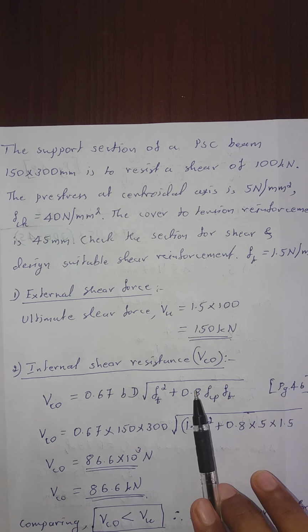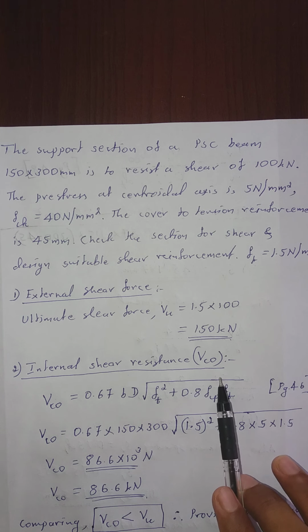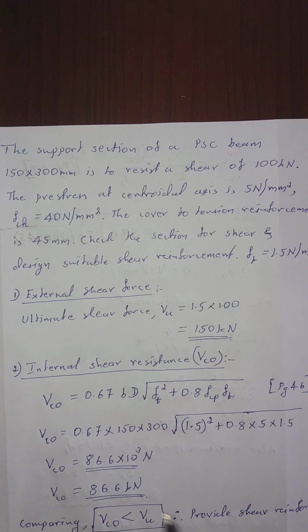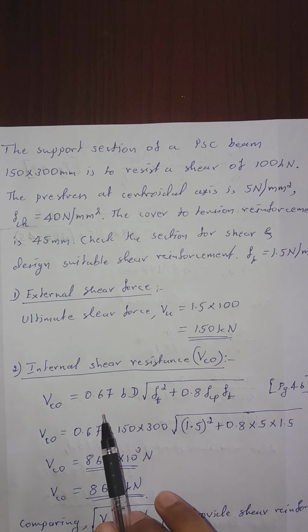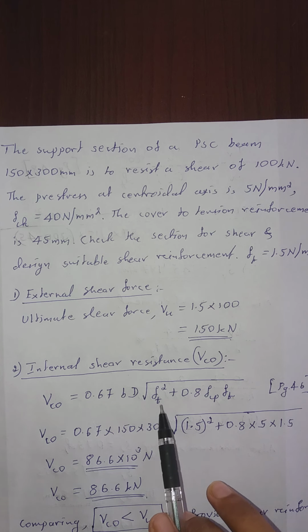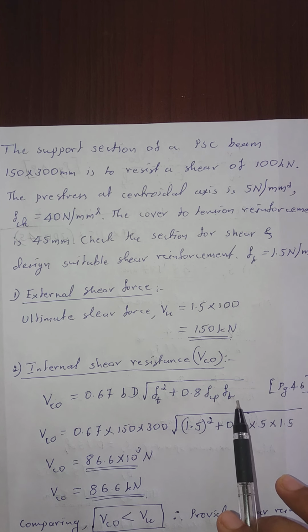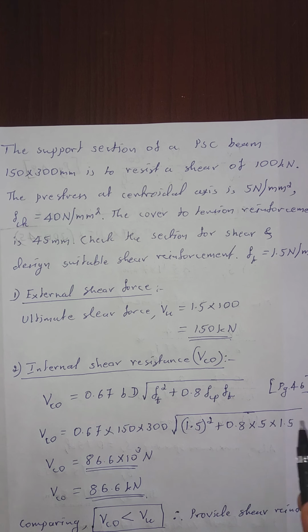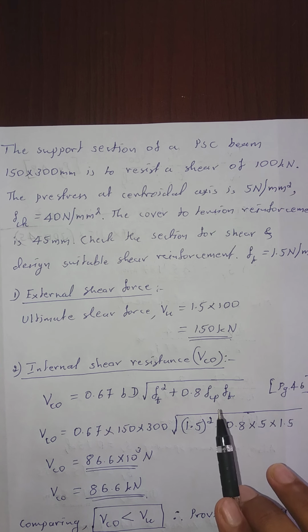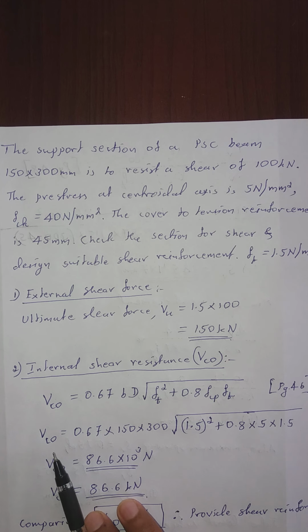Here the internal shear resistance, the symbol is Vc naught, we have to take it. Vc naught is equal to 0.67 B into D square root of Ft square plus 0.8 FCP into Ft. You need not remember this formula. You can refer to page number 46 of the IS 1343 code book. Next, I will be substituting for this.